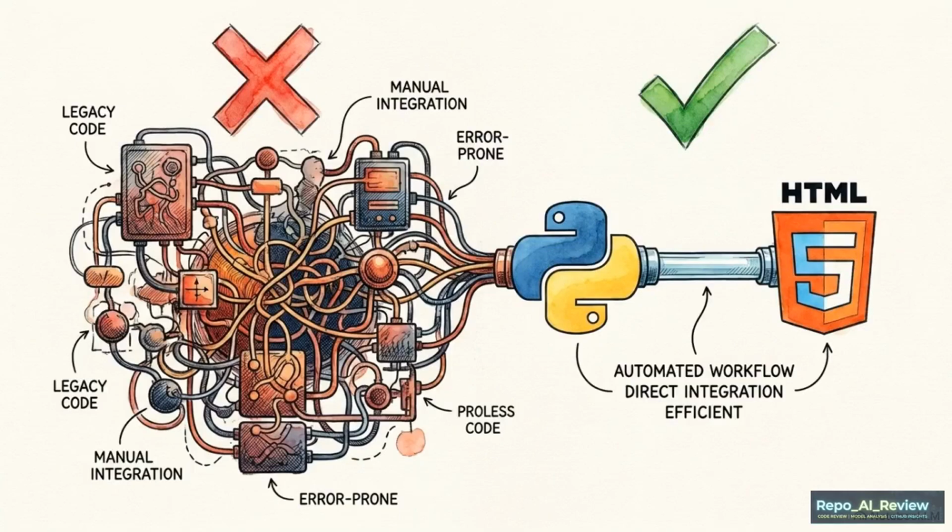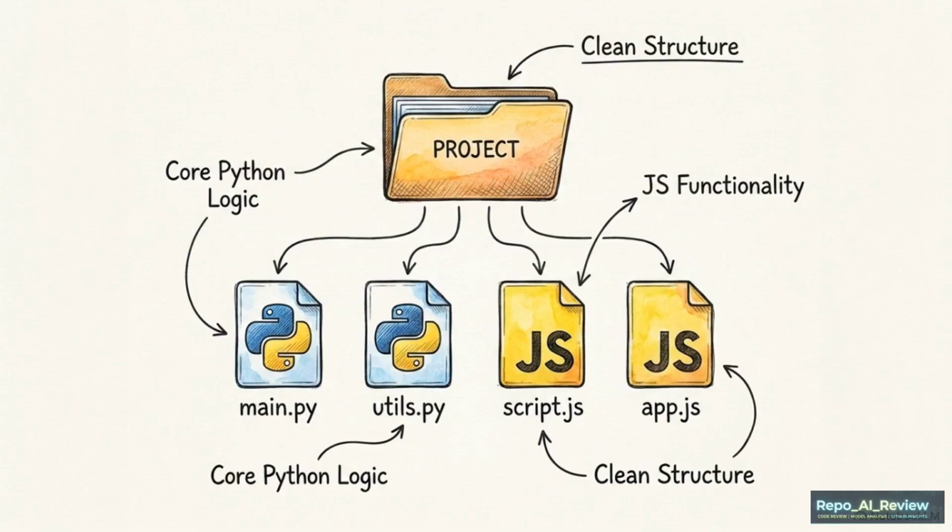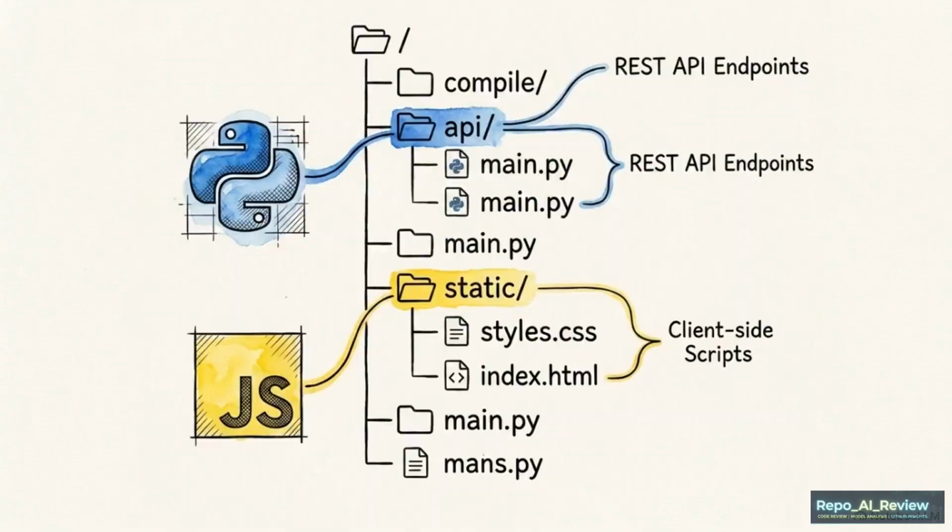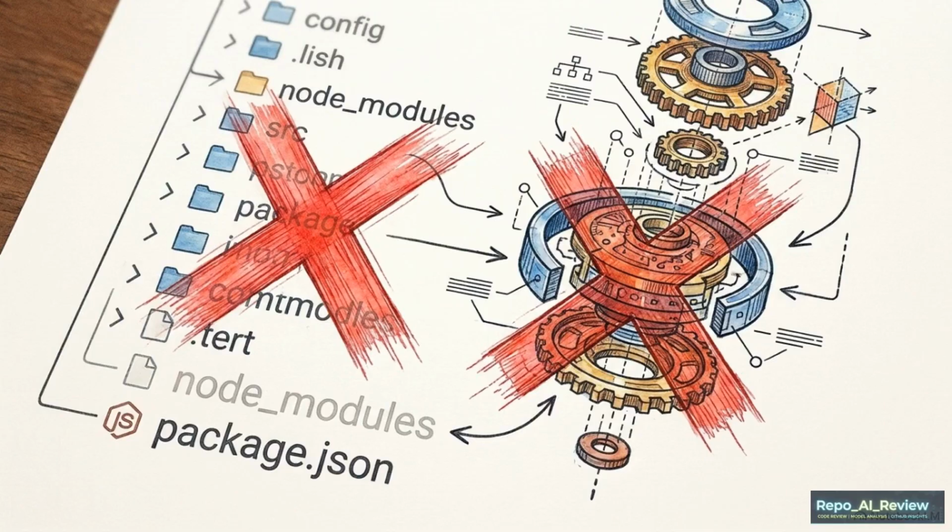The front-end architecture intentionally omits JavaScript frameworks like React or Vue, avoiding the complexity of a build pipeline. The file tree shows a clear separation: a Python standard library server in the API folder and pure vanilla JS in the static folder. There is no package.json or node modules directory.